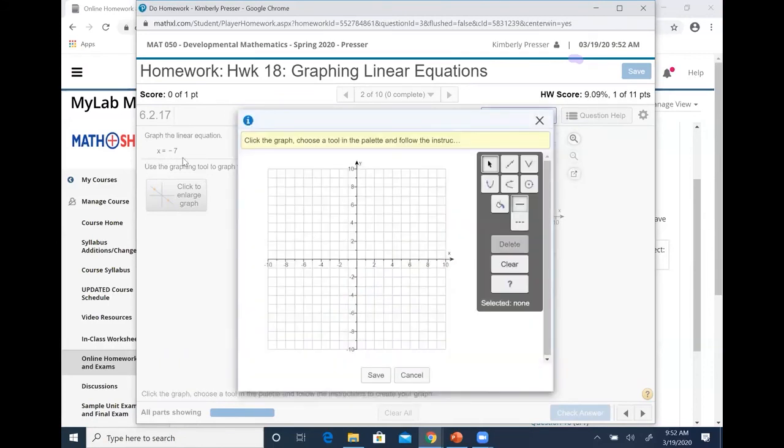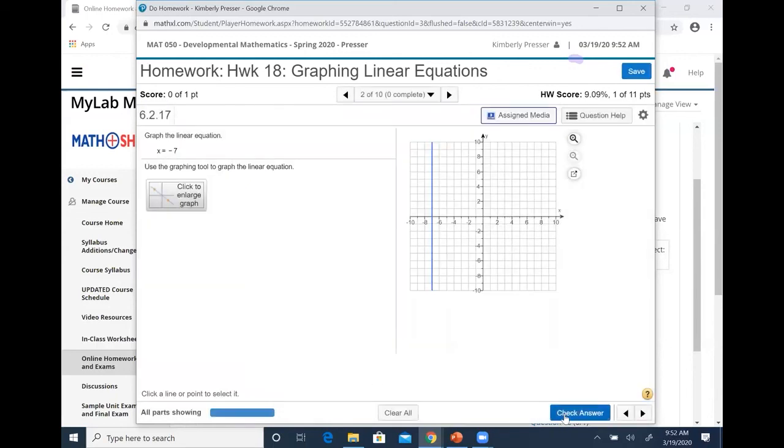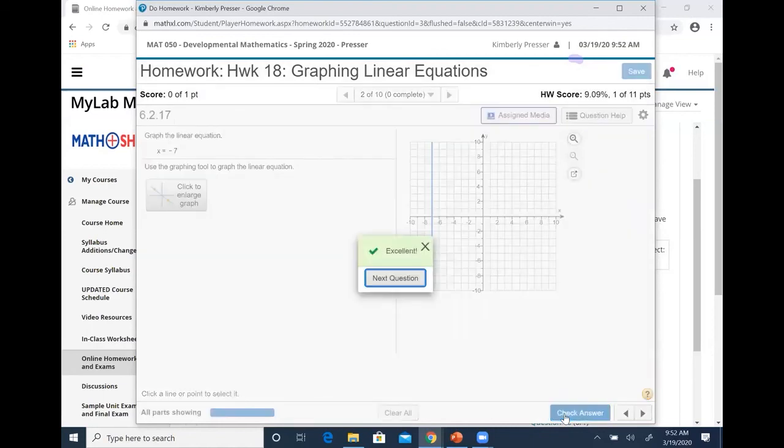This line x equals -7 is a weird, interesting line you're going to learn about. It's not a point -7. The line x equals -7 is actually this vertical line through -7. And then I would save it and check my answer. So that's how to do graphing in MyLabs Plus.